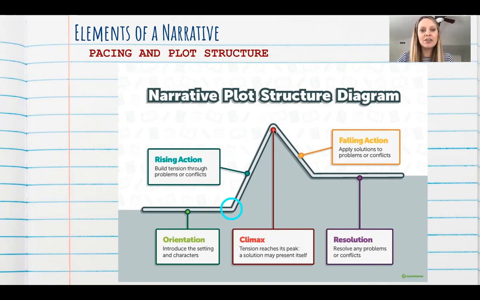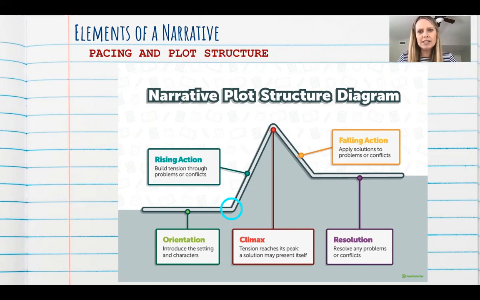And then the climax is sort of the moment where the tension point hits its peak, and some kind of a solution seems to be on the horizon. And then we have the falling action going towards that solution or resolution. And then the ending of your narrative is the resolution.